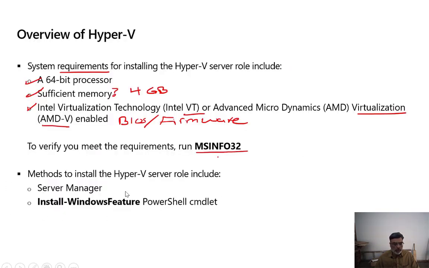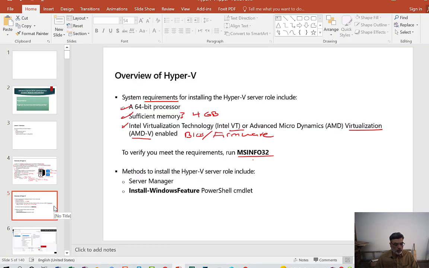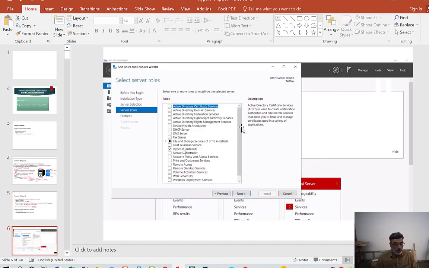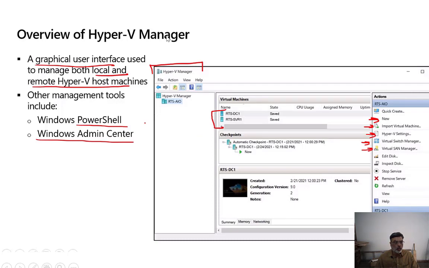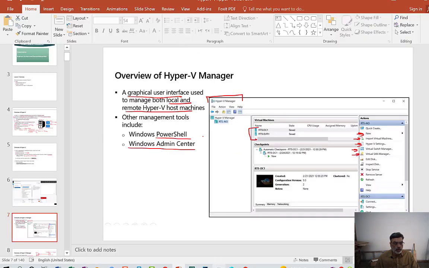If you have a server, you can easily install the Hyper-V role with the help of Server Manager. I will show you. And from PowerShell, you can install it with the Install-WindowsFeature PowerShell cmdlet. So this is the snapshot of the Windows 2019 server. I will show you when I install Hyper-V on my Windows 2019 machine. So this is the overview of Hyper-V Manager.